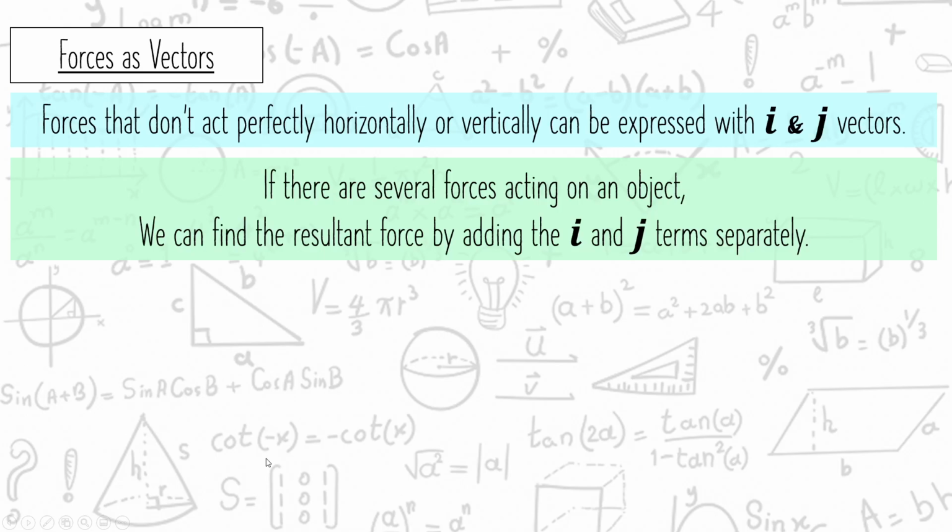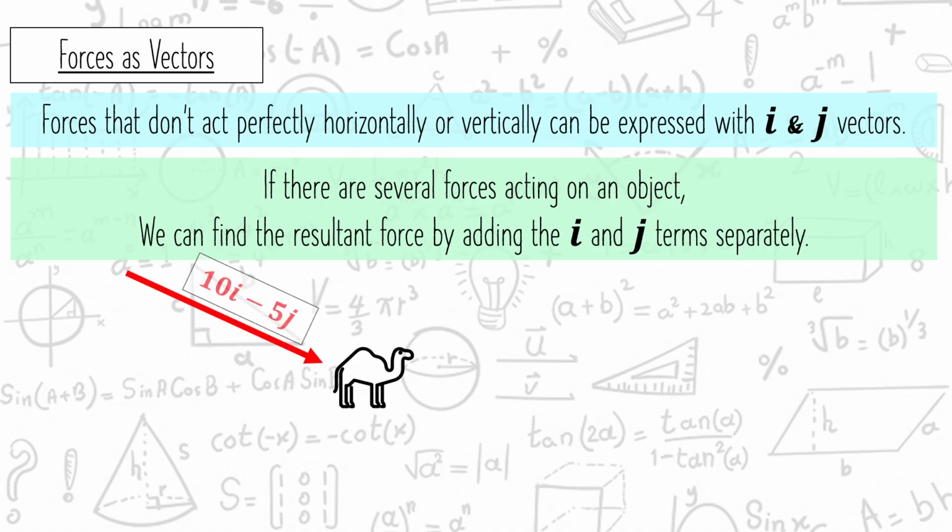Because forces are vector quantities, we're going to see some vector elements like the i's and j's appear in force questions. Let's say we've got this camel and we have these 2 forces acting on it, 10i - 5j in the red and 7i + 3j in the blue. If we want to find the resultant force, we're going to add the horizontal elements and vertical elements separately. It's just a case of adding 10i and 7i to give 17i, and to calculate 3j take away 5j to give -2j.